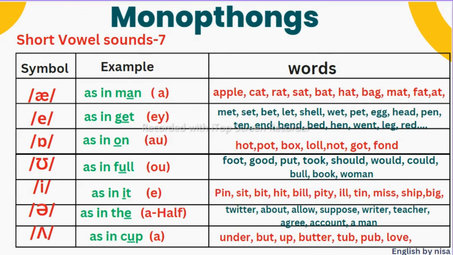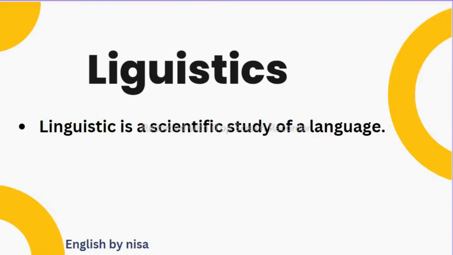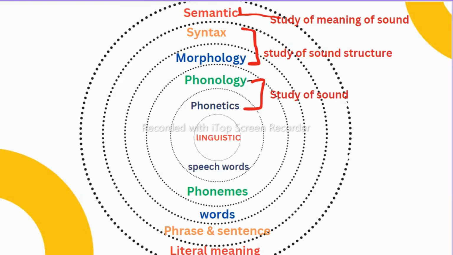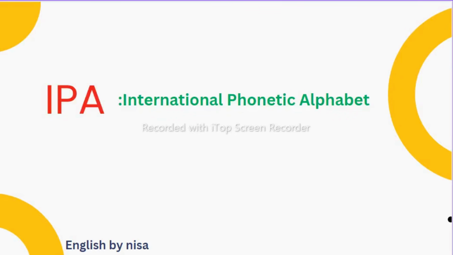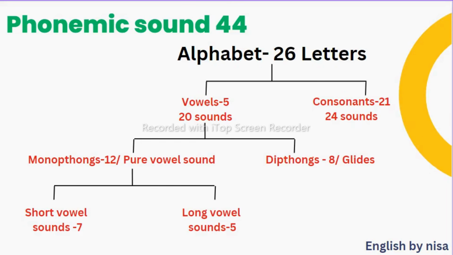So today we have learned monophthongs, which are part of linguistics. We have many branches in linguistics, and we have learned phonetics. Phonetics is the International Phonetic Alphabet we are learning, which includes monophthongs. In the English language we have 26 letters, which are 5 vowels and 21 consonants, but they produce 44 sounds. In these 5 vowels we have 12 monophthongs and 8 diphthongs. The diphthongs we will learn in another video.